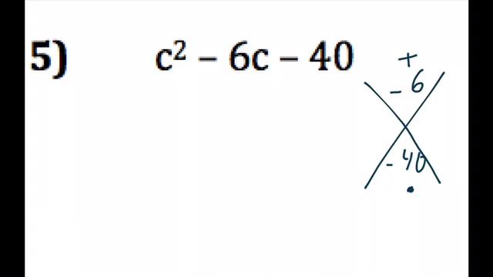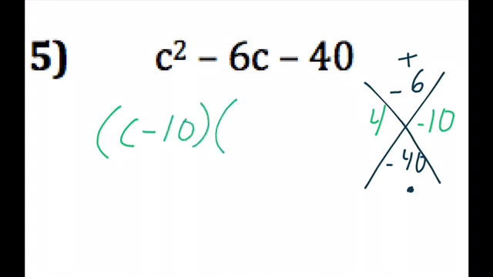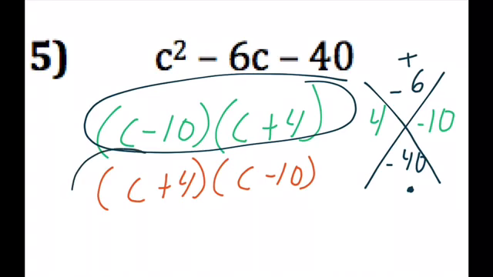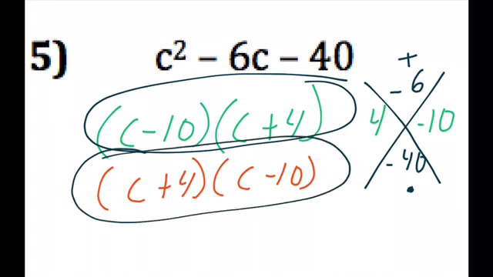Two numbers that when added give you a negative 6 and when multiplied give you a negative 40. That is going to be 4 and negative 10. 4 plus a negative 10 is a negative 6. 4 times negative 10 is a negative 40. So my answer, c subtract 10 times c plus 4. Or I could go the other way, c plus 4 and c subtract 10. Either answer would be correct.